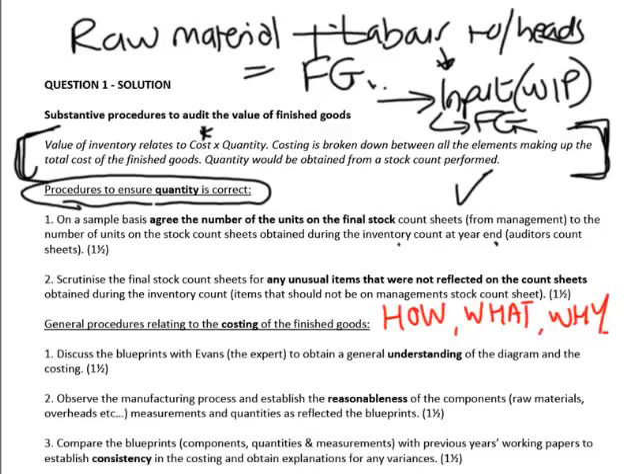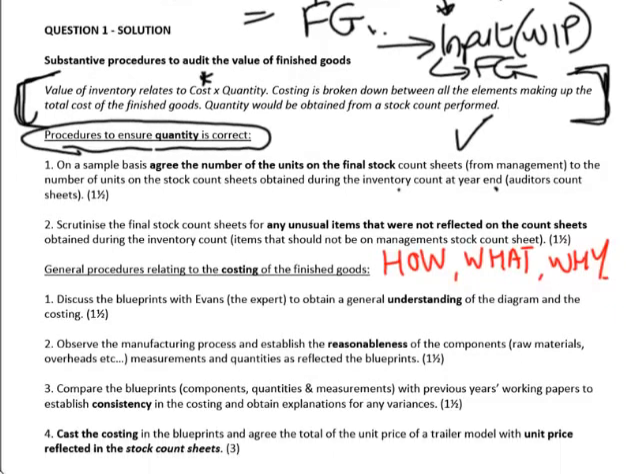So for example, this number 1 that we're going to go through here, it says discuss the blueprints with Evans, he's the expert, to obtain a general understanding of the diagram and the costing. So how are we going to be doing this? We're going to be discussing the blueprints with Evan. What are we discussing? The blueprints. We're discussing the blueprints to obtain a general understanding. Okay, that is your why. So this whole sentence is a full sentence.